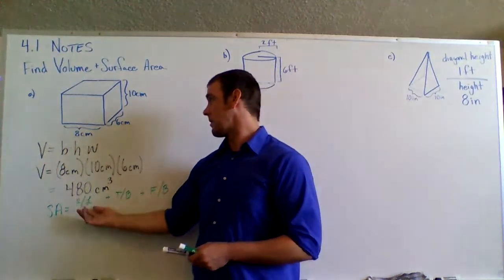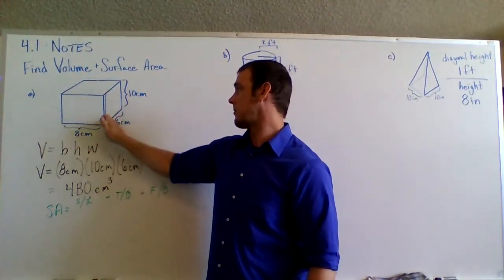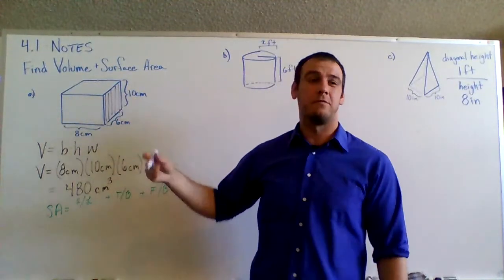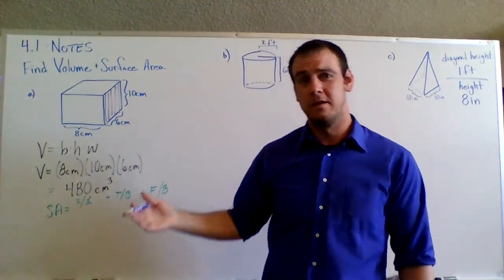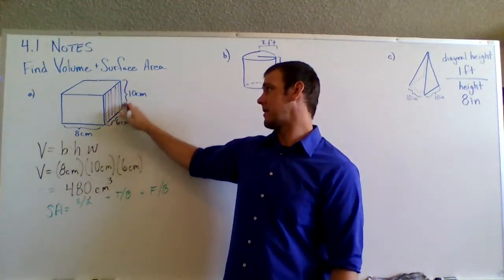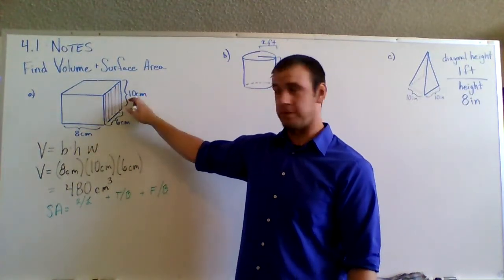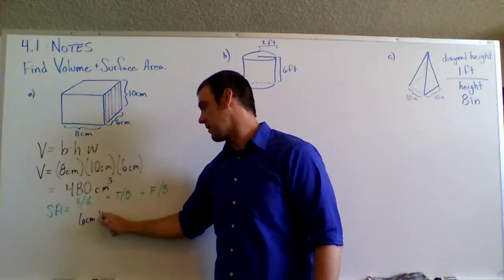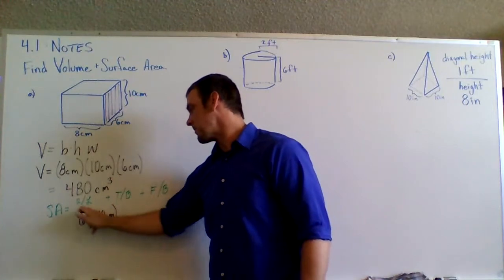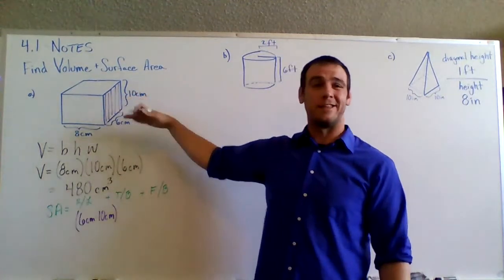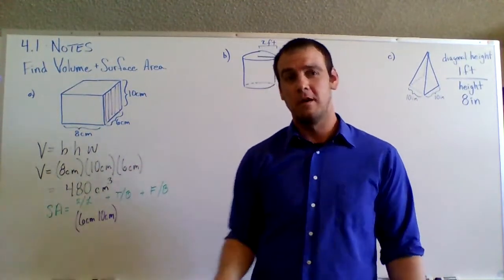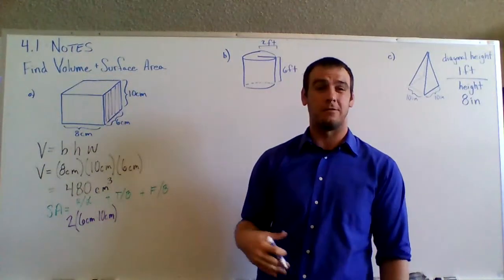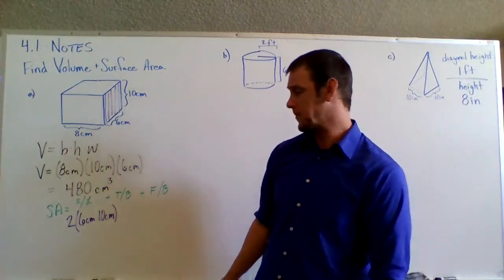If we start with the right and the left, this is my right side here. The shape of the right side is just a rectangle. The area of a rectangle is just base times height, so this is going to be 6 centimeters times 10 centimeters. That would just give me the right side. The left side is going to be the exact same, so you can cheat a little bit and just say it's going to be 2 times that. That will take care of your right and your left side at the same time.